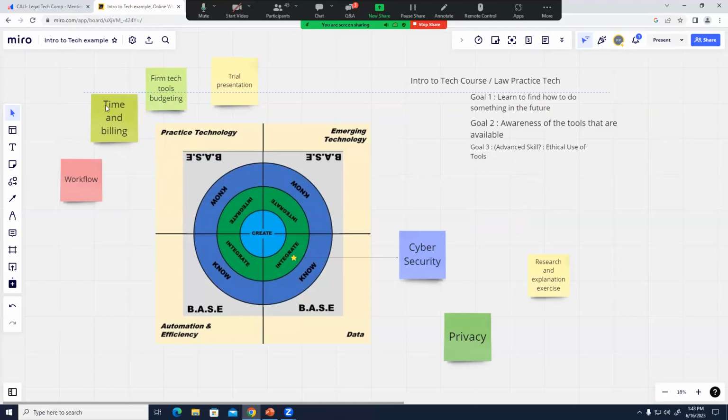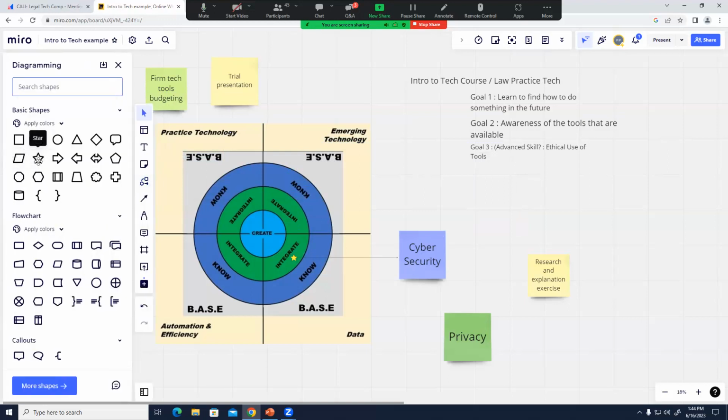I would say time and billing is sort of practice technology. Where would we put time and billing? Does anybody? Practice technology, integrate.